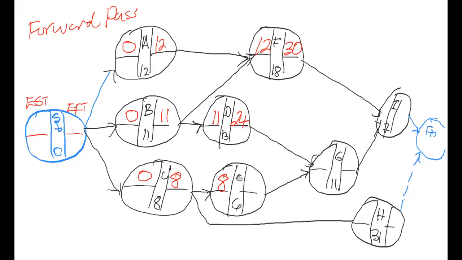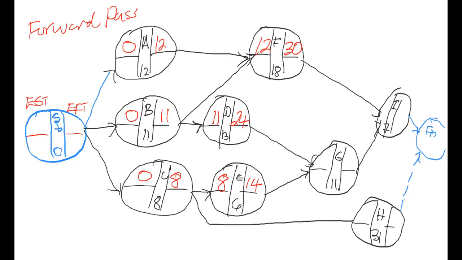Let's find the early finish for E. It's week 14. So when you go to G, you have coming from E an early finish time of 14. But coming from D is an early finish time of 24. So G needs both of these activities to be completed before it can be begun.